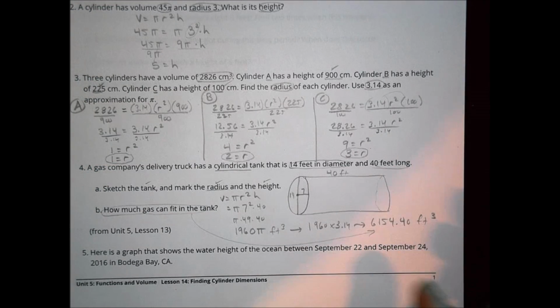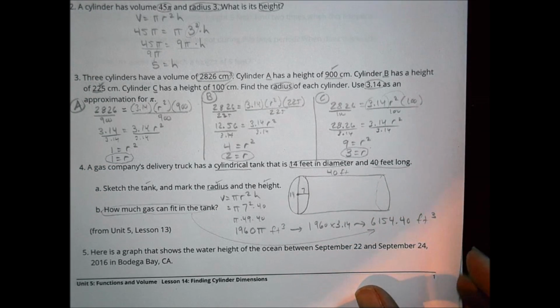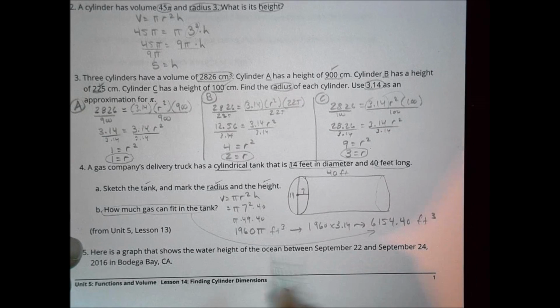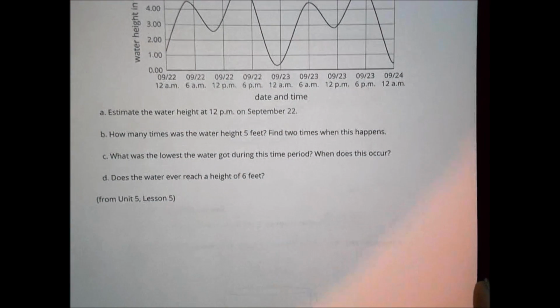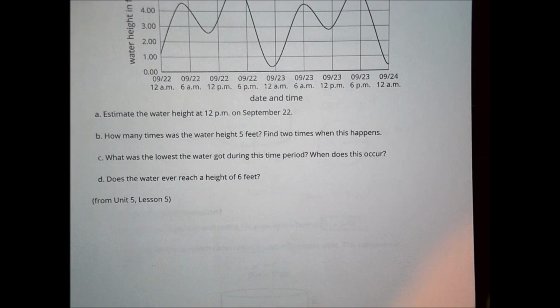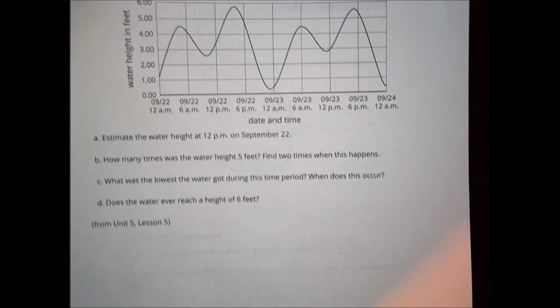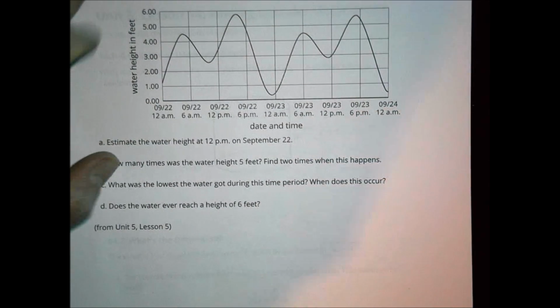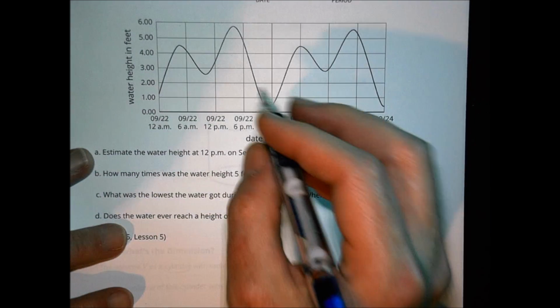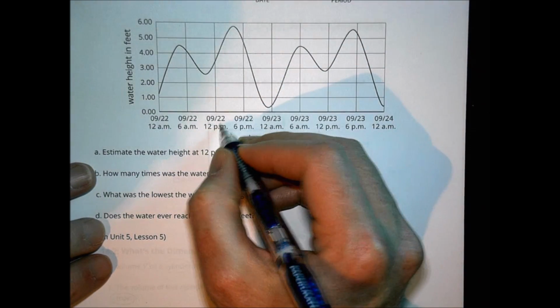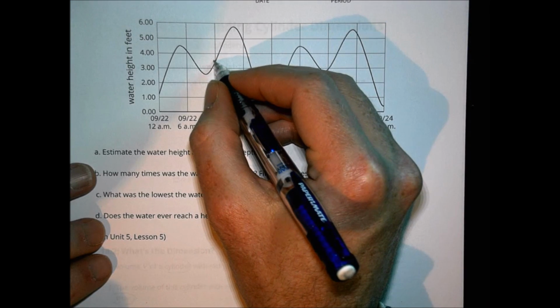All right, and our last one here, I think it's the last one, maybe not. It says here's a graph that shows the water height of the ocean between September 22nd and September 24th, 2016 in Bodega Bay, California. All right, so here's our graph showing the height of the ocean in a period of a couple days. So estimate the water height at 12 p.m. on September 22nd. Let's find the right date. Here's September 22nd, here's 12 p.m. and the height is right about there.